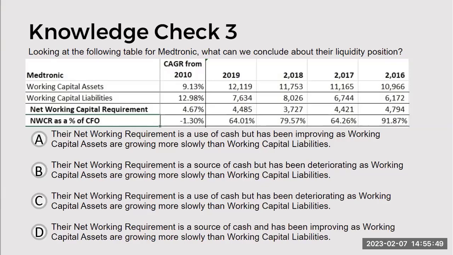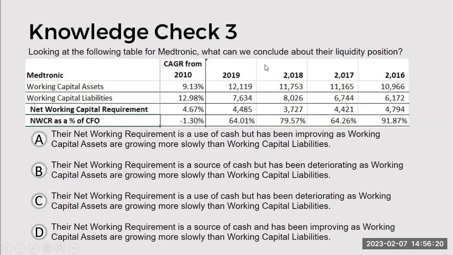All right, now this one's a little tricky. There might be more than one possible answer here. But first of all, is it a source or a use? It's a use. These dollars are all positive numbers. Do you want working capital assets to grow faster or more slowly than liabilities? Which would be better? More slowly. You want the growth in the assets to be less than the growth in liabilities. That means they're improving. It was 4.7 billion.